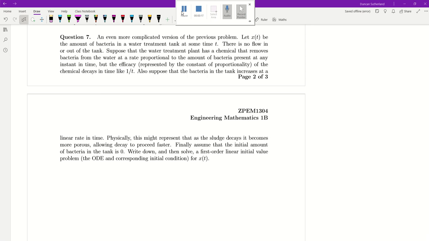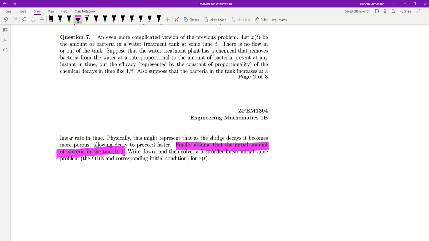Question 7 attracted a question from someone that's looking at the problem and noticed that there was no initial bacteria in the tank from this line here: "Finally, assume the initial amount of bacteria in the tank is 0." They noticed that there is no flow in or out of the tank, but somewhere we're getting bacteria.